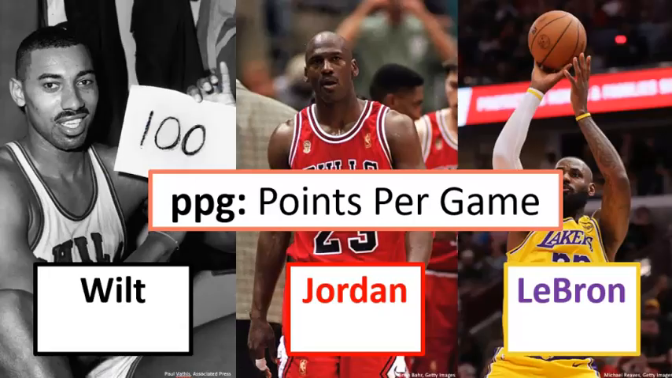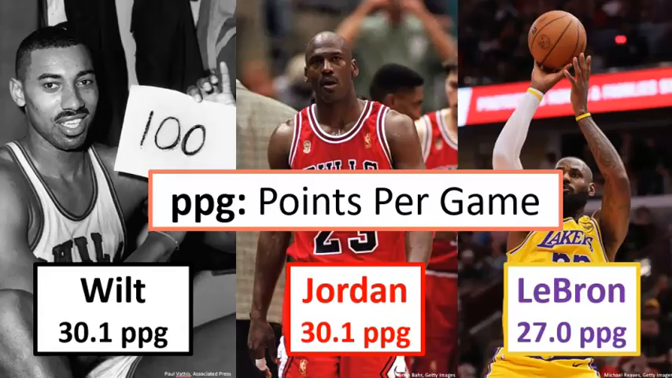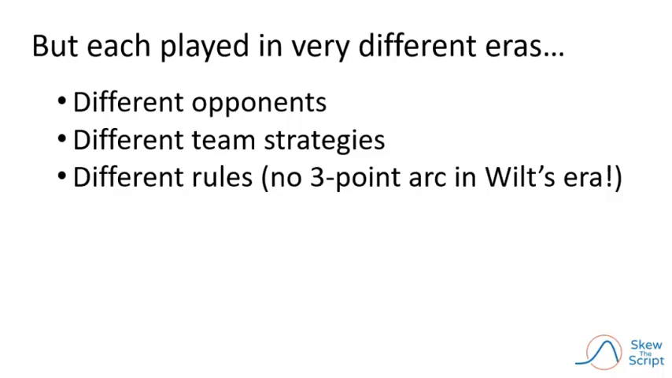So the main metric we're going to look at today is PPG, points per game, looking at the average number of points each player scored per game. Over the course of their careers, both Wilt and Jordan scored 30.1 points per game. LeBron's career points per game is 27.